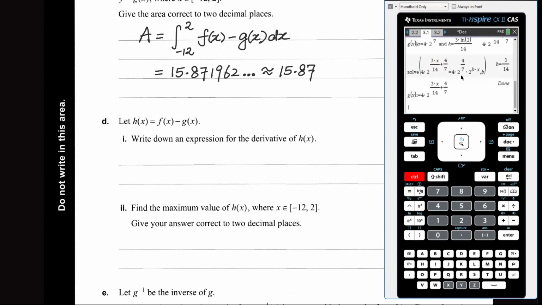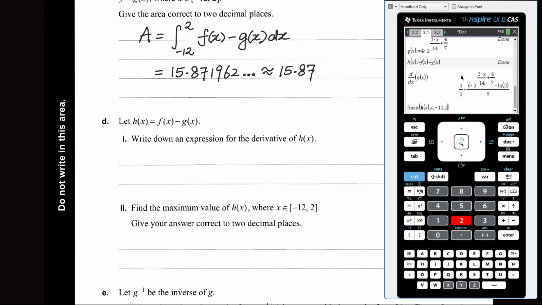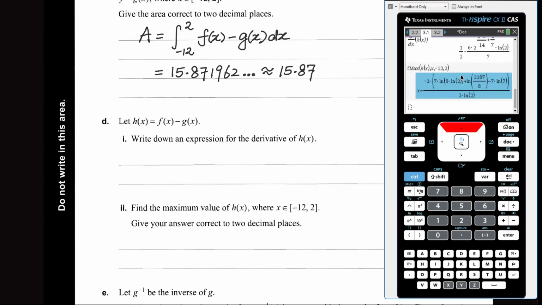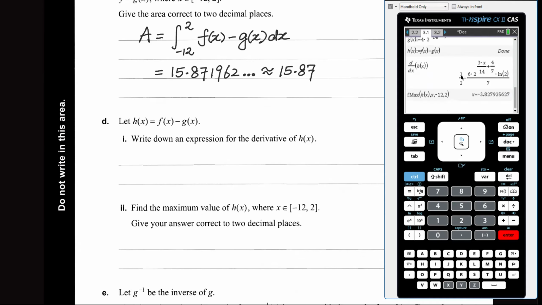Expression for the derivative. Let's have a look. Oh, I don't want that. That's too complicated. Two different places, but this is not the maximum value. You have to sub this into h of x to get the maximum value itself.